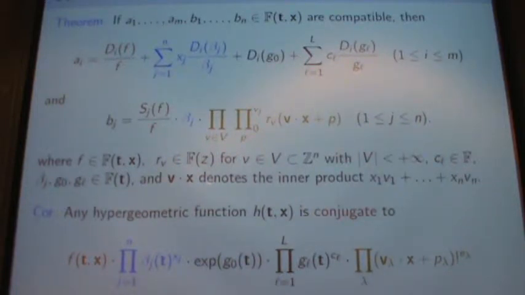And the remark here is that f is a rational function. So now you can see that any hypergeometric function can be written as a product of some very familiar functions like rational functions, power functions, exponential functions, and factorials. So they are all very basic functions.